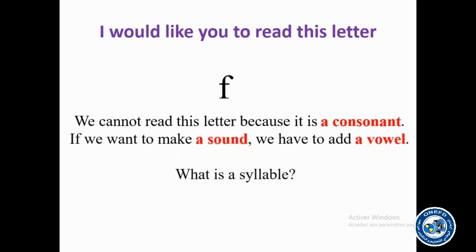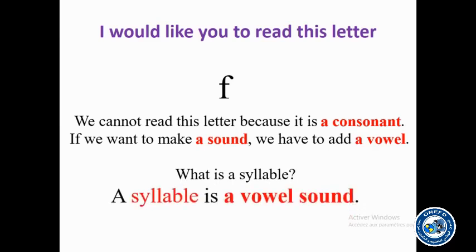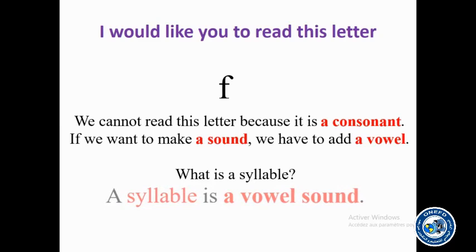So from this activity, we're going to give a definition of a syllable. What is a syllable? A syllable is a vowel sound. I mean that when we have a consonant alone, it is not a sound, so it is not a syllable. But if we add a vowel, it becomes a sound, it becomes a syllable. So remember this so that you will not face difficulties for the coming activities.